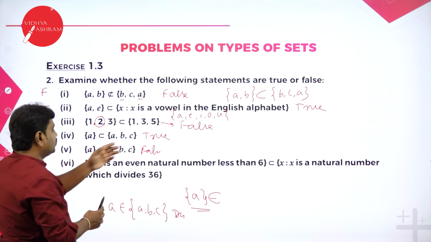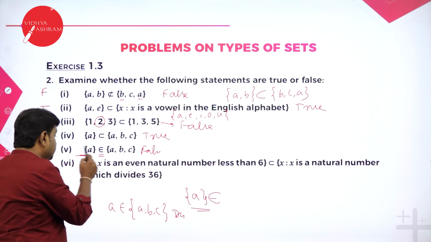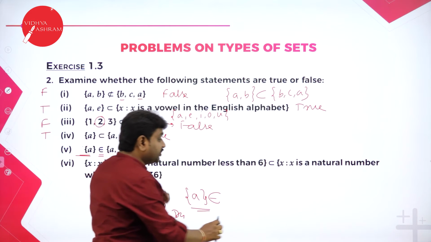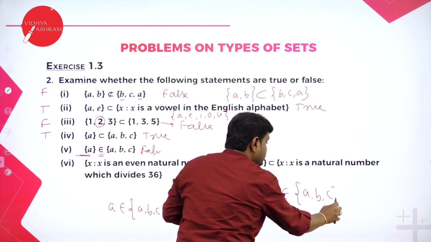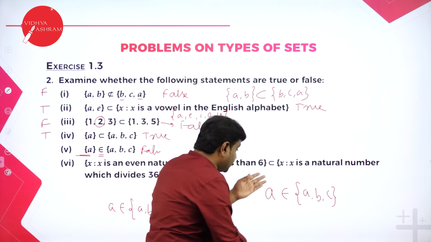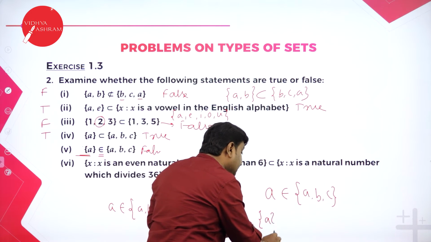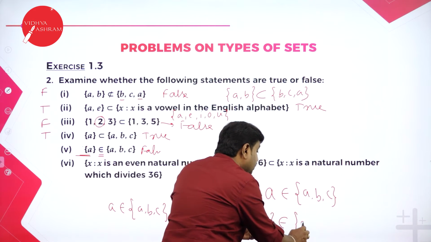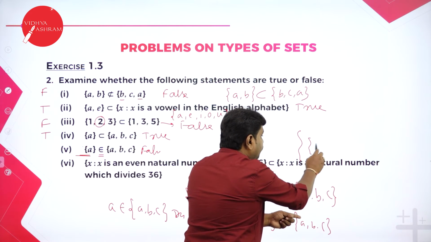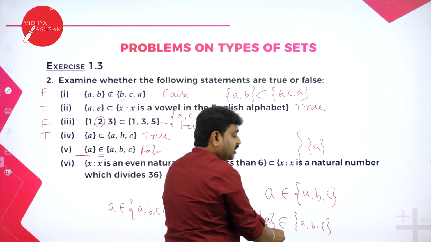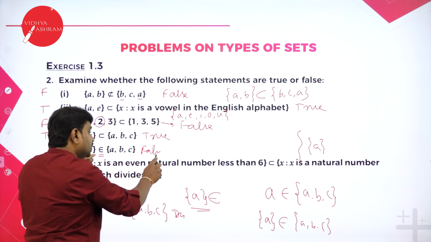So no, this is false. Please understand, this is very interesting. Same thing: if they give A belongs to ABC, then it is true, meaning A is an element of ABC. But they did not give it like this. They give set A, set A belongs to ABC. They told no, we have it inside the flower brackets. If you have it like this, then I can say belongs to. But they give belongs to, so that's why it's false.